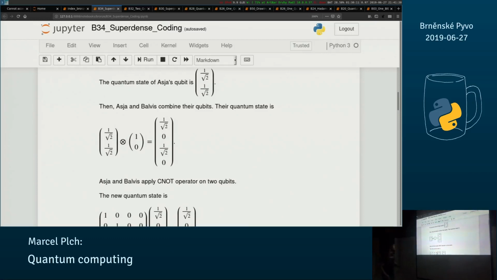Alright, so the Hadamard operator sets the qubit to a state where, when you measure it, it switches to 1 or 0 with the same probability, right?